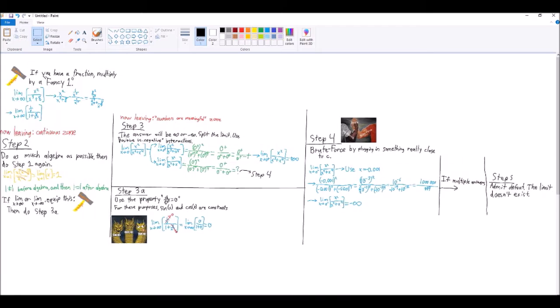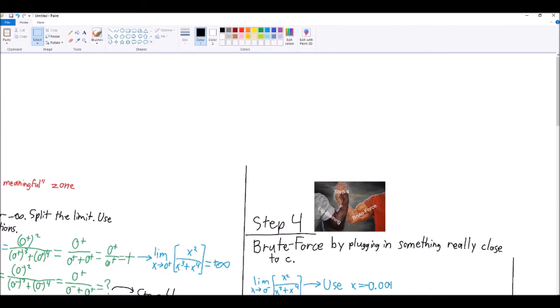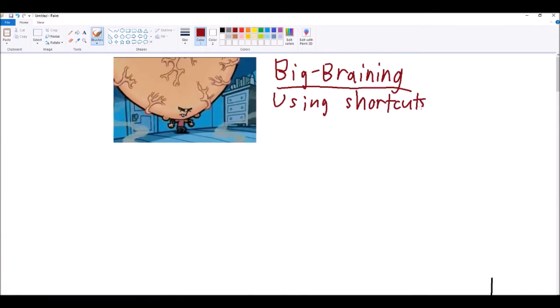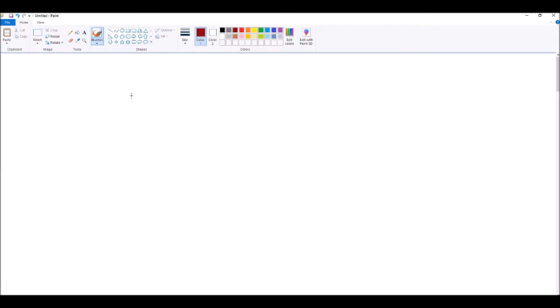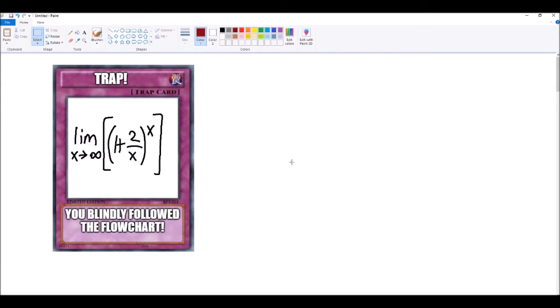We finally have a flowchart for solving limits and some methods of what I call big braining. But by blindly following the flowchart, we've walked into a trap. We need to expand our perception skills.